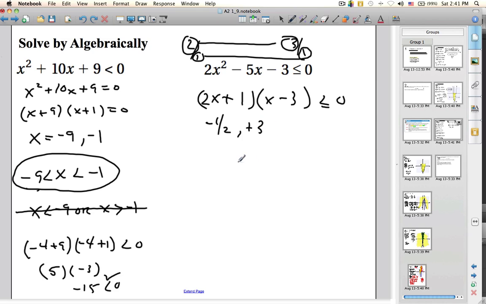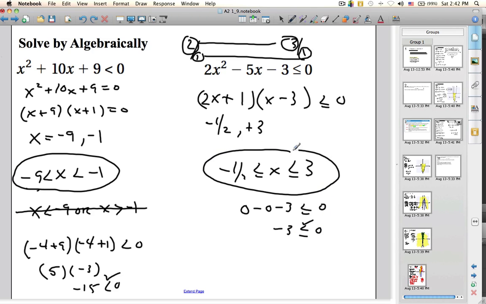So either I have this solution where x is greater than negative 1/2 but less than, right, and now or equal to, I'm matching that sign, less than or equal to 3. So I'm going to pick a value in here. I'm thinking 0's in there, so that would be good. So if I put 0 in here, I'll have 0 minus 3 less than or equal to 0. Negative 3 less than or equal to 0? Yes, it is. So this again is my solution, right?